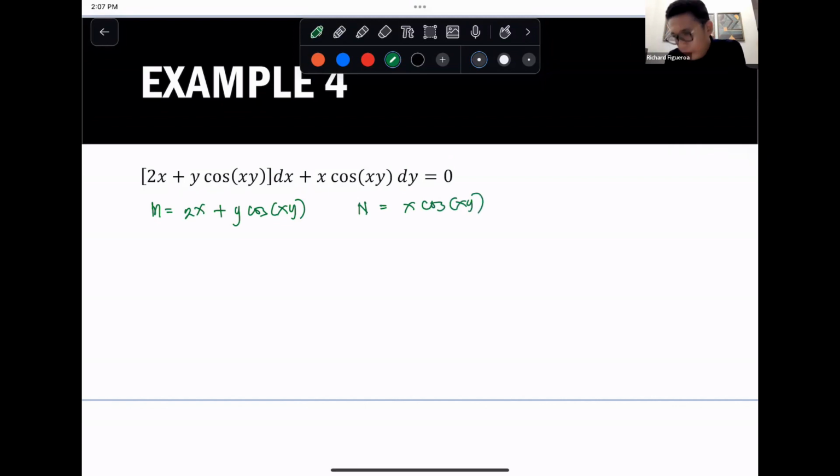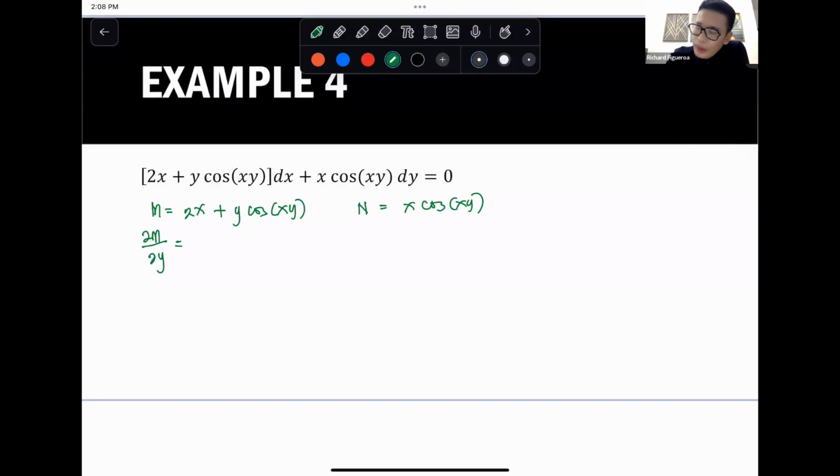So we partially derive m with respect to y, so 2x will be 0. Not going to write it anymore. Then I have y cosine xy. Y at cosine xy both involve y, so therefore, we use product rule. So sa product rule, again, u dv plus v du. So ang u natin is y, ang v natin is cosine xy.